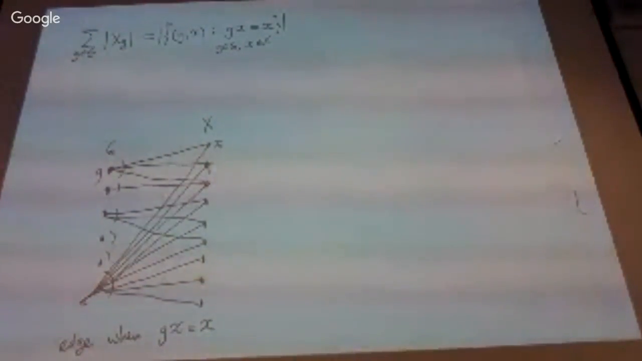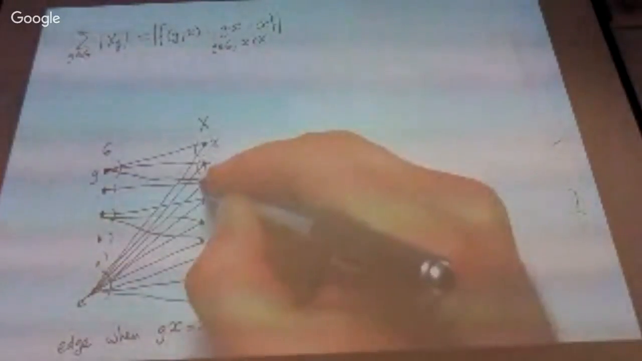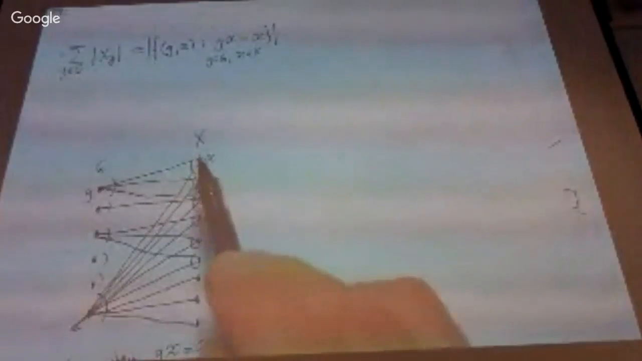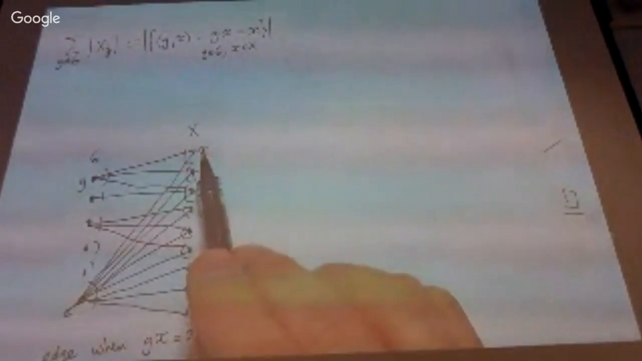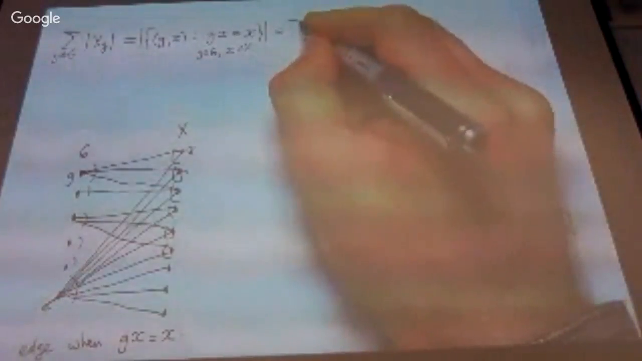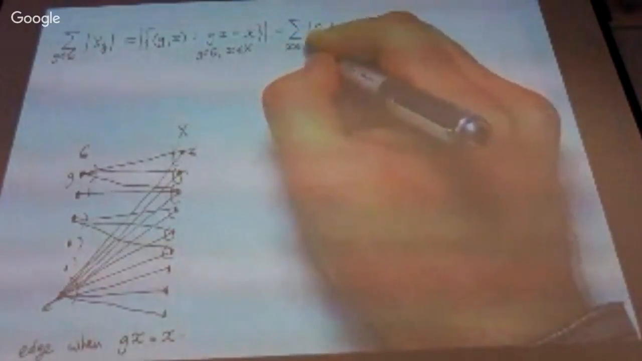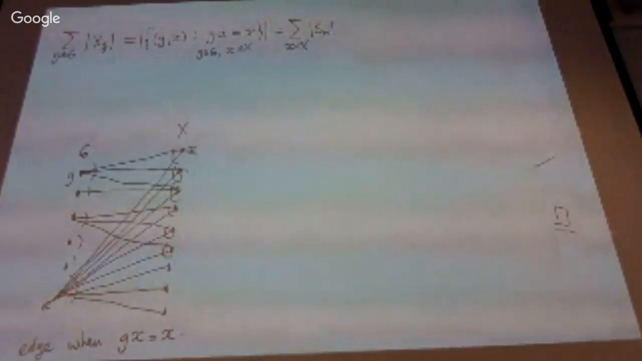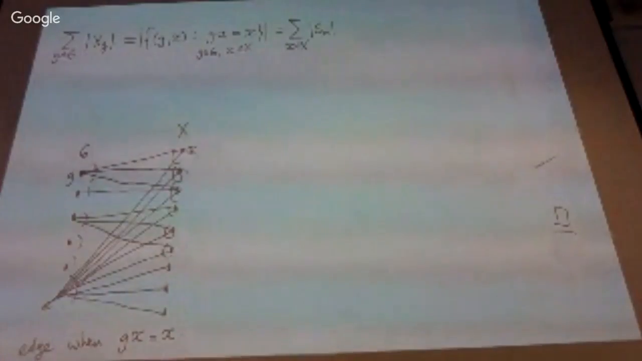But you can look at it on the other side. How many things fix me? How many things fix me? How many things fix me? So how many things do you fix? Well, that's the size of the stabilizer, right? The group elements that fix x, that's exactly the stabilizer. So you can look at the stabilizer of each x, their order, and add them all together.